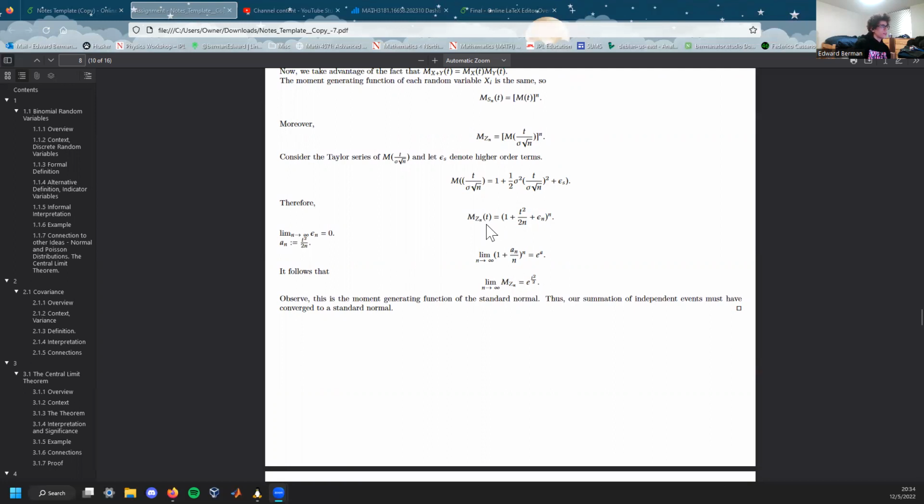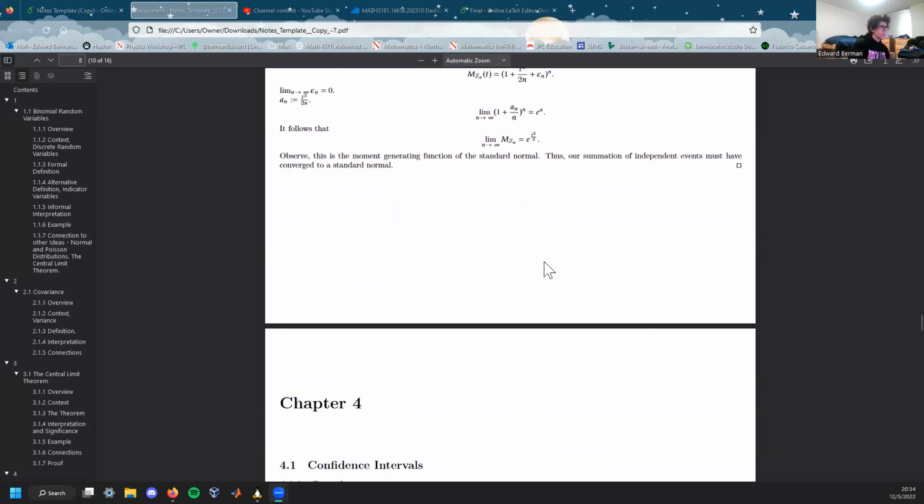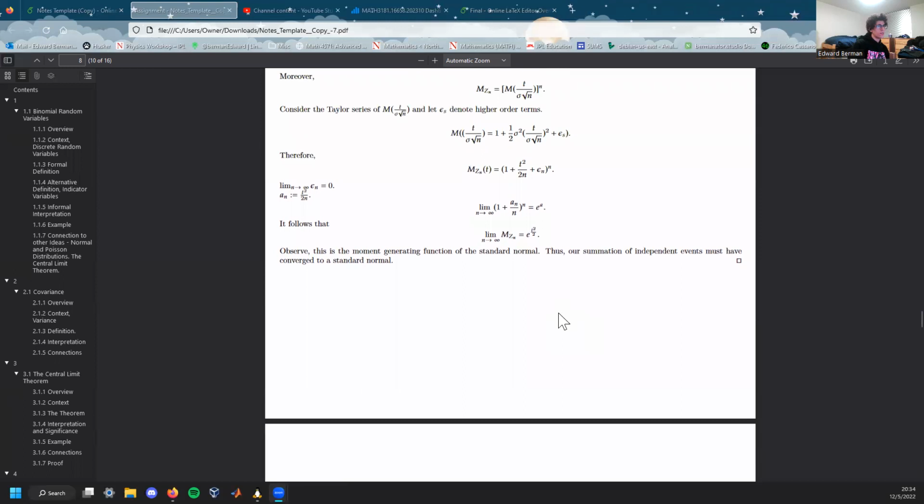So now let's consider the limit. As n goes to infinity, this epsilon n goes to 0. Additionally, if we let a and b equal t squared over 2n, this looks a lot like e to the a. So it follows that as n goes to infinity, the moment generating function is e to the t squared over 2. Observe that this is the moment generating function of the standard normal. So our summation of independent events must have converged to standard normal for the moment generating function to take this form. And that is our proof of the central limit theorem.